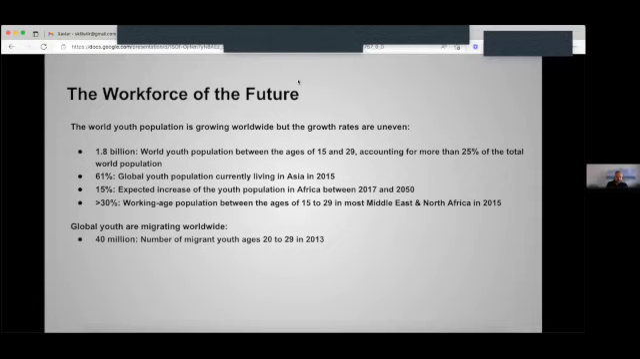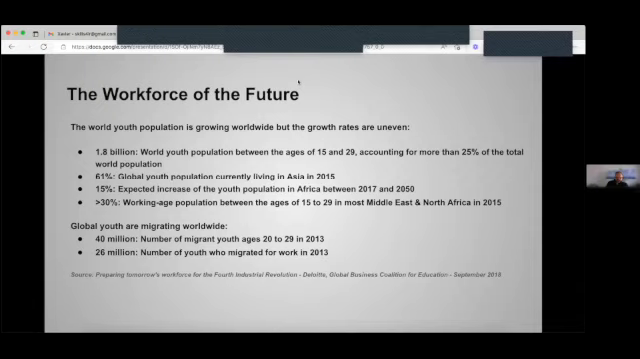40 million between the ages of 20 and 29 in 2013 was migrating. 26 million youth migrated for work. So that was also in 2013. And then, as I said, the source was from a study that Deloitte did in collaboration with Global Business Coalition. And the study was done in September 2018. I don't see any hands, so I'm going to move forward.